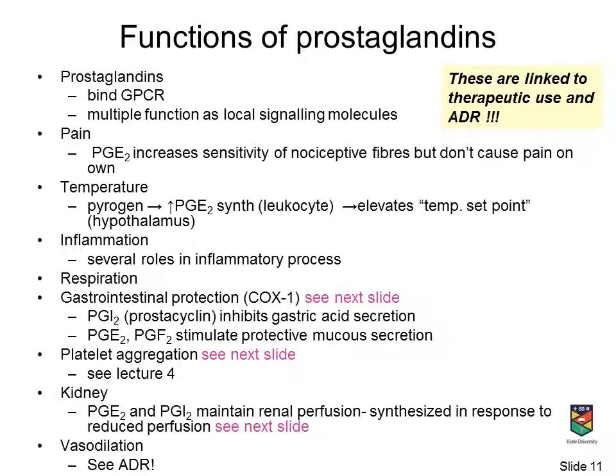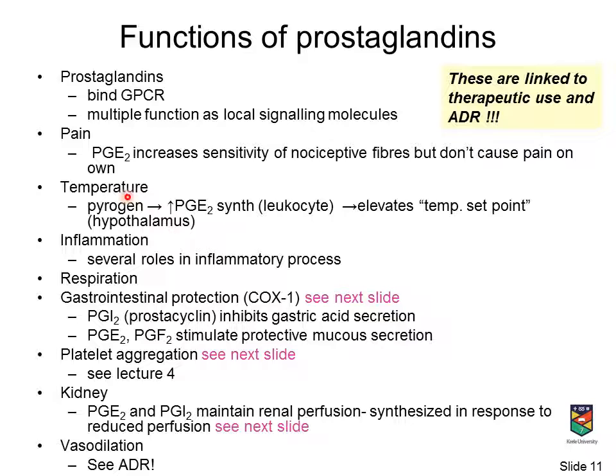So prostaglandins, for the most part, bind to G protein coupled receptors, and they play a large range of functions, essentially as signaling molecules. For example, prostaglandin E2, as I've mentioned already, increases the sensitivity of nociceptive fibers to painful stimuli. So prostaglandin E2 does not cause pain on its own. It just increases the sensitivity of nociceptive fibers to painful stimuli, so they're more easily activated.